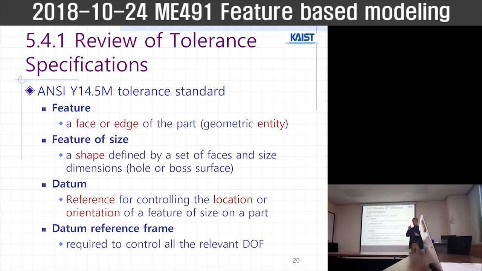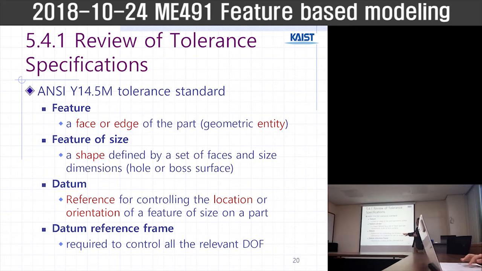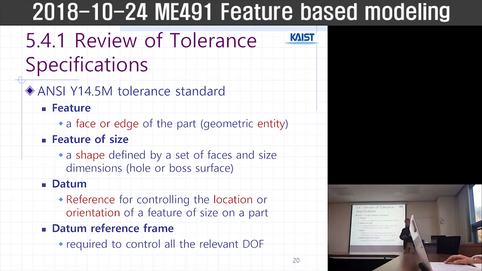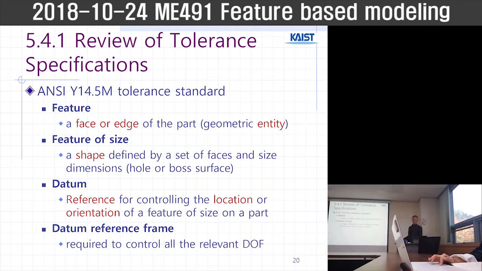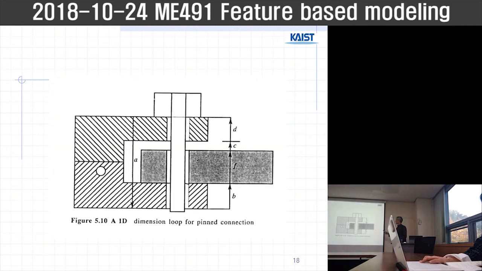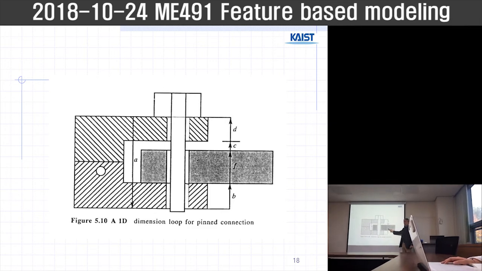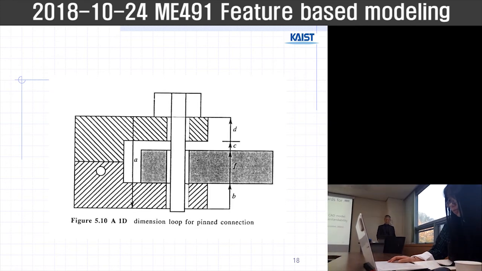Usually a coordinate system has one origin, right? One point, but datums can be different. It is the reference for controlling the location and orientation of a feature of size. So a baseline for measuring. So in this case, you should set a datum point, face, or edge first. Baseline, reference point. And then you can make this one.